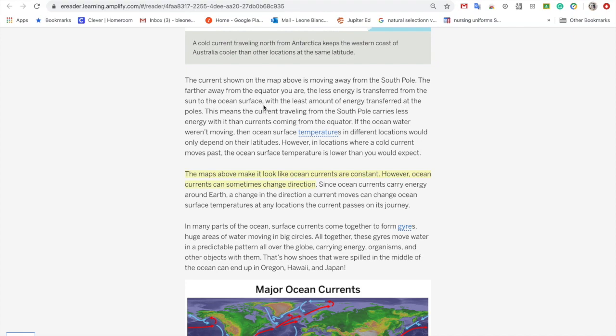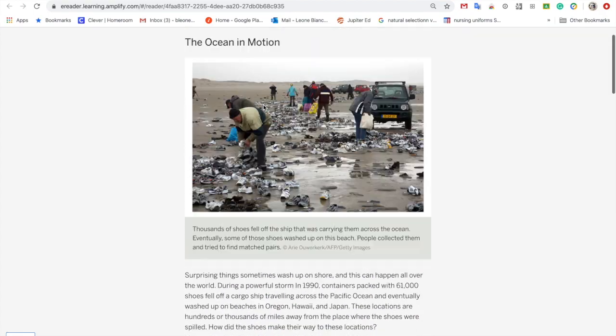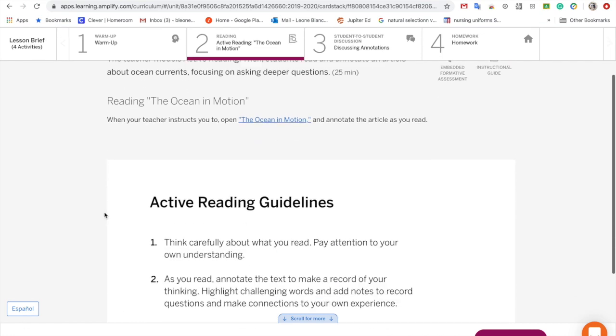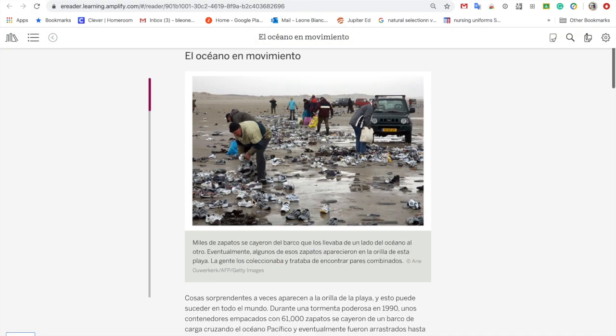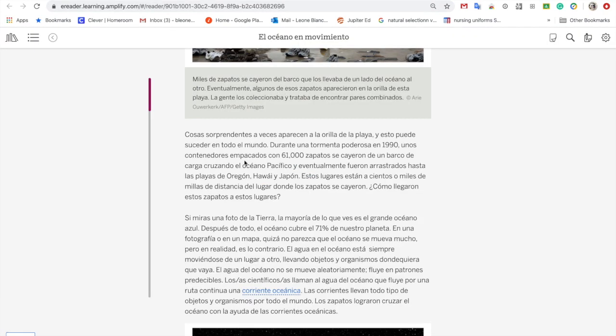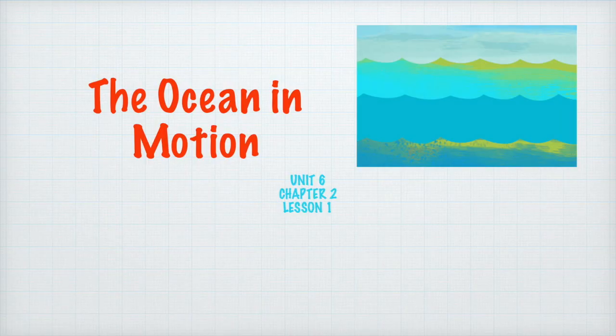All right, so what I need you guys to do again is reread this article. Again, you can read it on here on Amplify, or you can read it on the PDF. Also, please note that you can switch the whole thing into Spanish, and on here it'll give you the article in Spanish. And we're going to talk about this article one more time tomorrow, and it's going to help us get some information about what's going on in Christchurch, New Zealand. See you guys soon.